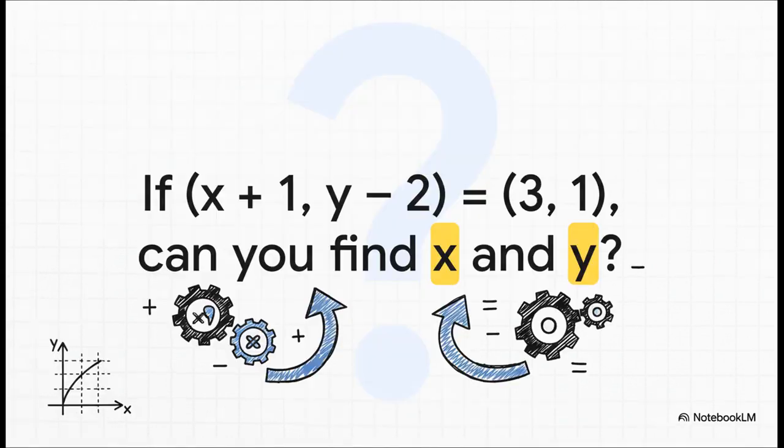Okay, now for a question that the board examiners absolutely love. This is a favorite, I'm telling you. So pay attention. They'll give you something like this. If the ordered pair (x plus 1, y minus 2) is equal to the ordered pair (3, 1), then find the values of x and y. Now, I know it might look a little complicated with the x's and y's, but trust me, this is one of the easiest, most gift-like questions you could ever get.